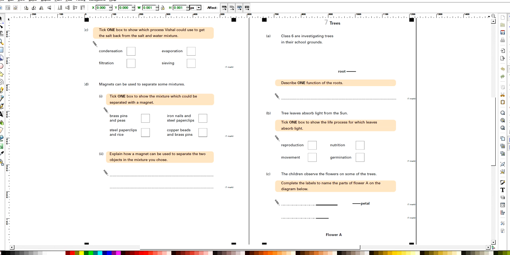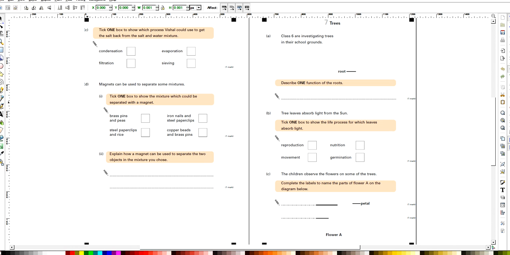Take one box. Okay, question 6C. Tick one box to show which process Vishal could use to get the salt back from the salt and water mixture. Put your hand up if you know this. So now the salty water has passed through, it's in the bottom of the beaker. You want to separate the salt from the water. Which one of those would we use?